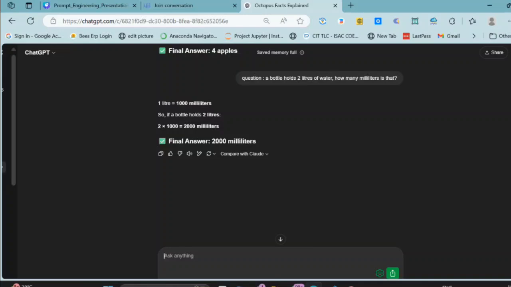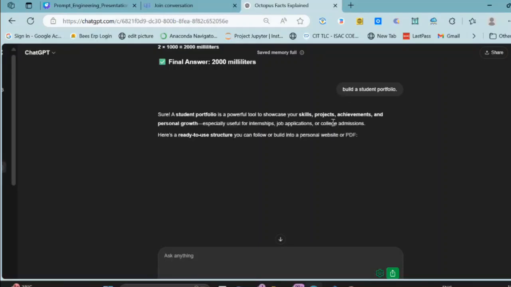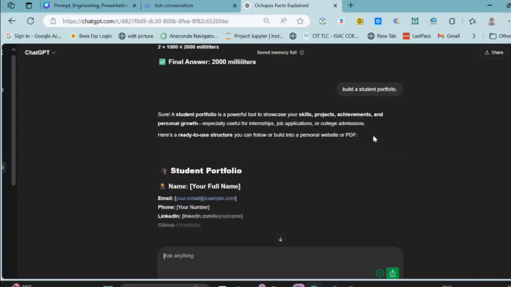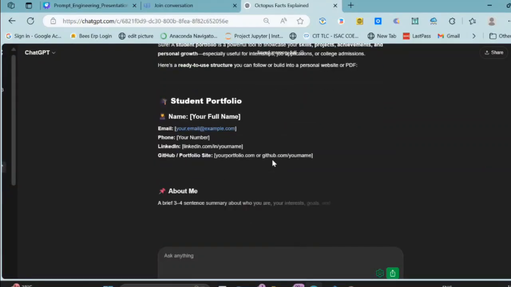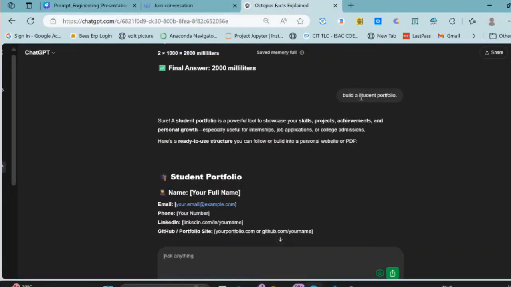Without role prompting and with role prompting. First, we will explore without role prompting. Build a student portfolio. This is a basic prompt without role prompting. Build a student portfolio. So just ask it to build a student portfolio.